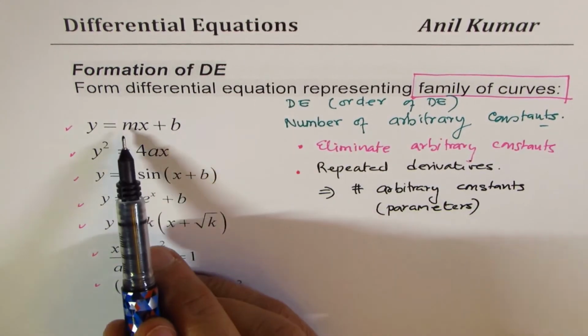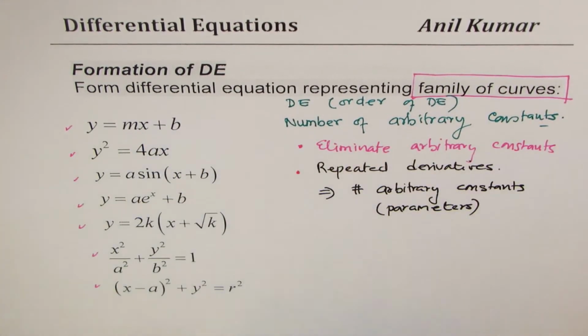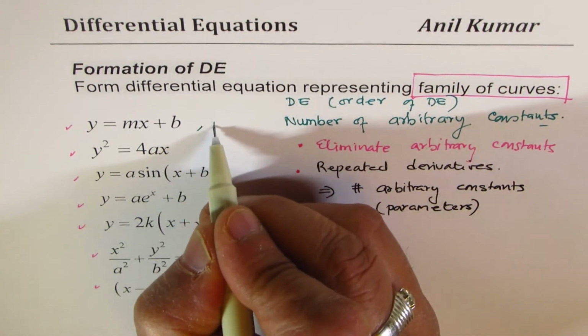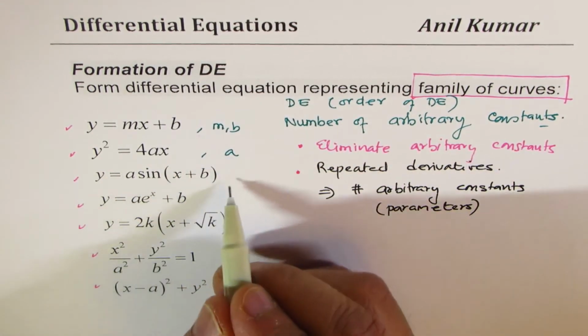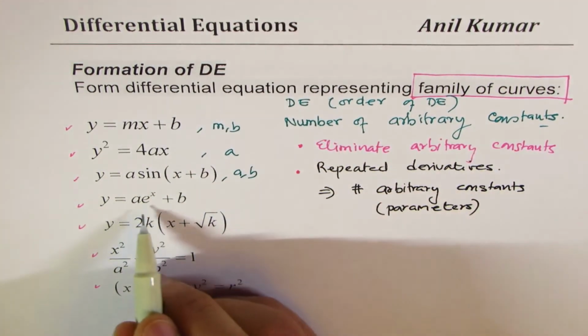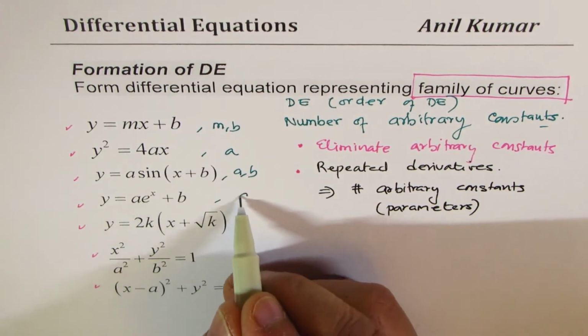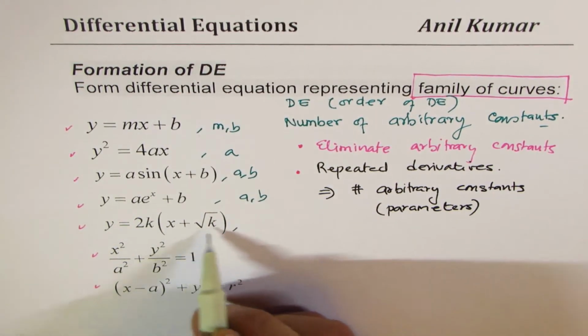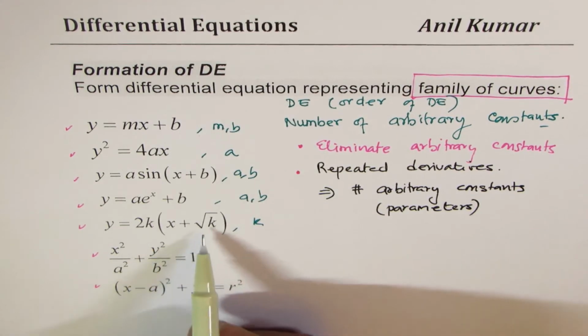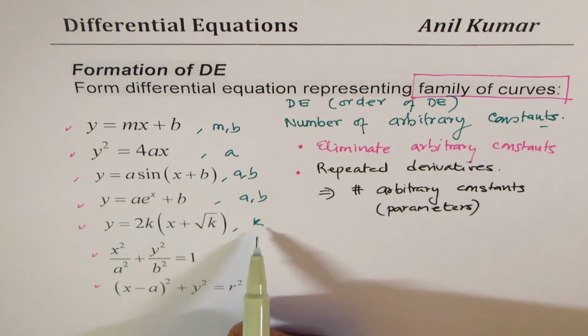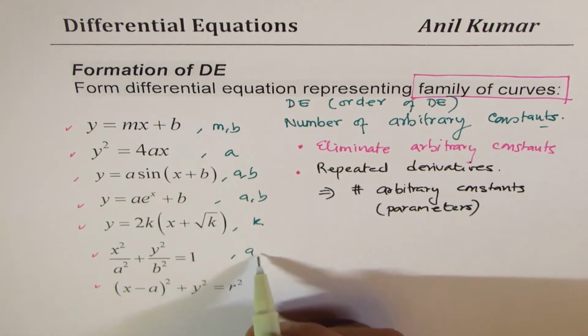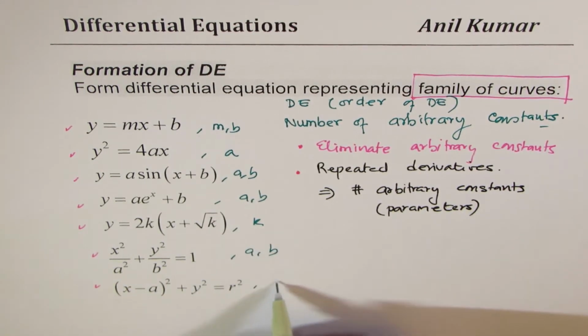So what parameters do we have in the first equation? M and B. So let's define the parameters and then we'll move on. Here the parameters are M and B. Here we have only one parameter, A. In this case we have parameters A and B. In this case the parameters are A and B. In this case the parameter is only K. Whether you write it in square root or any power, it is just K, right? Here we have two parameters, A and B. In this case the parameters are A and R.